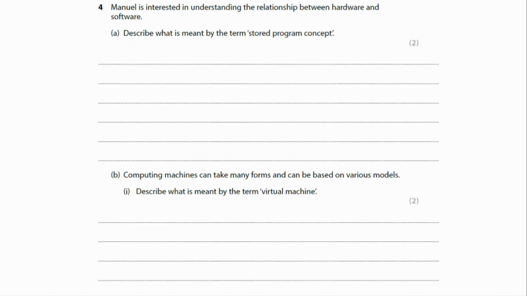For question 4, we're told that Manuel was interested in understanding the relationship between hardware and software. Describe what is meant by the term stored program concept for 2 marks. So this is the idea that both data and instructions are stored together in main memory. So then the CPU can actually fetch them from main memory, because obviously distinct hardware devices, and then decode them and execute them like you learn about in that cycle. So it's the idea that they're both stored in memory.